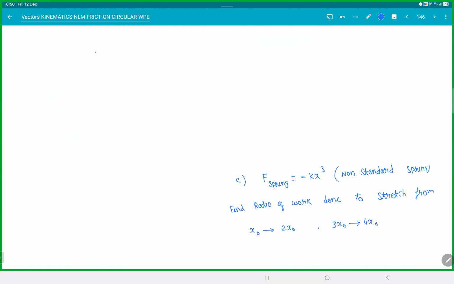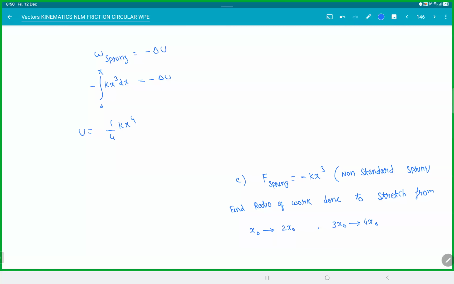We know work done by internal conservative forces is equal to minus delta U. So when you integrate this, you'll get minus kx cube dx, integral from 0 to x, is minus delta U. So the spring potential energy will be 1 by 4 kx power 4. So for this weird spring, the spring energy is 1 by 4 kx power 4.